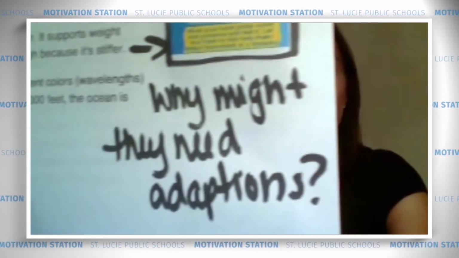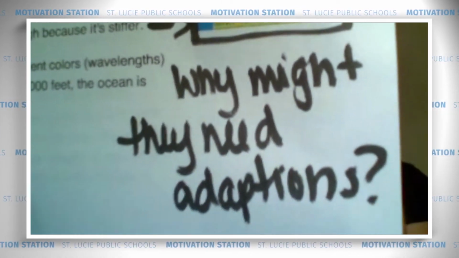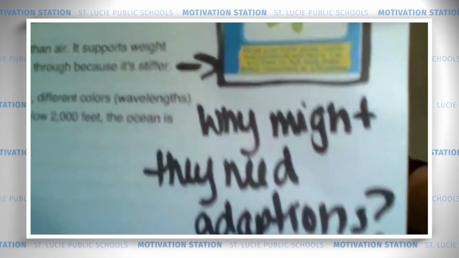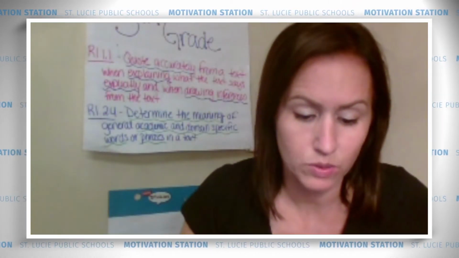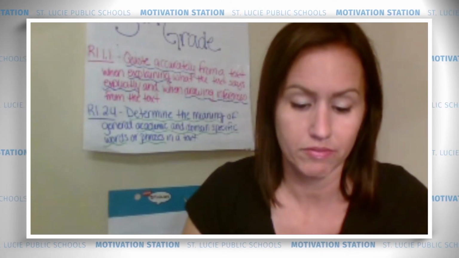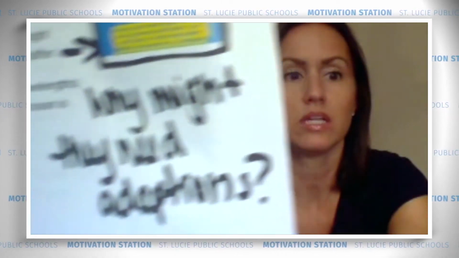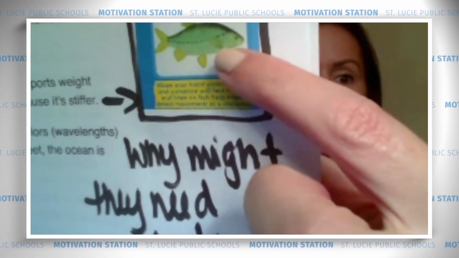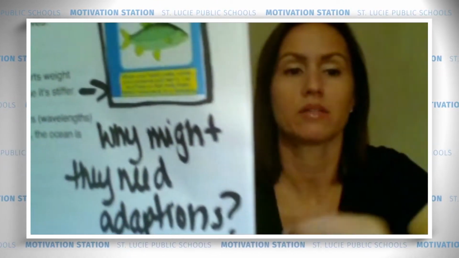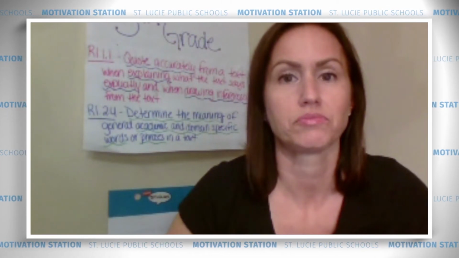So let's start here. I wrote the question down: Why might I need adaptations? It says in this one, right here, I'll read it to you again. Wave your hand underwater and someone will feel it. Lateral lines on fish help them detect movement at a distance. If you see, he has a lateral line right here. Those help fish detect motion. So why is it important for fish to detect motion?